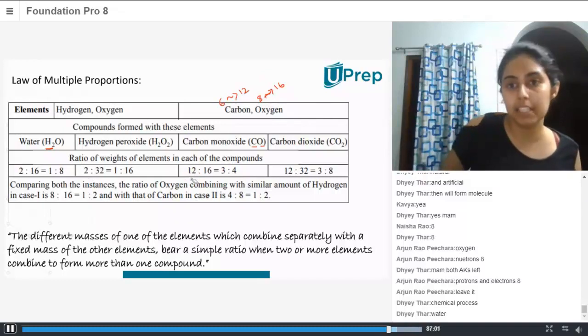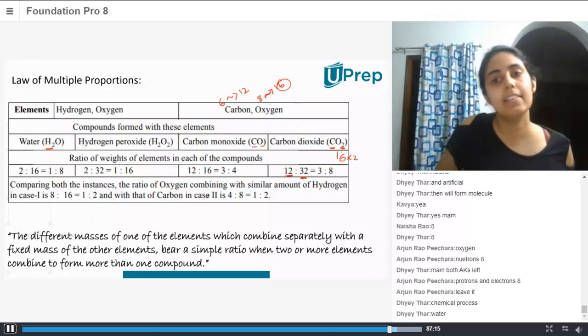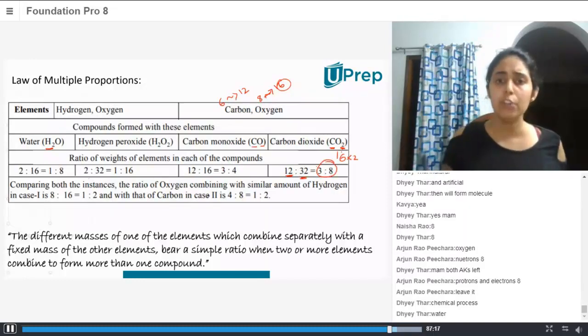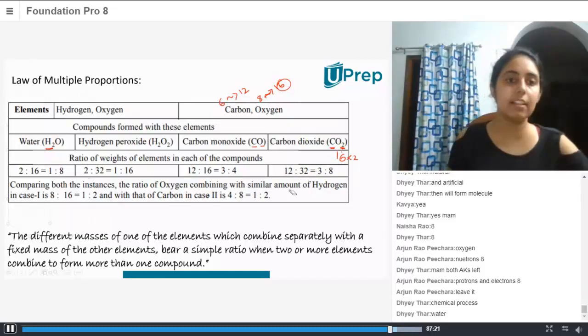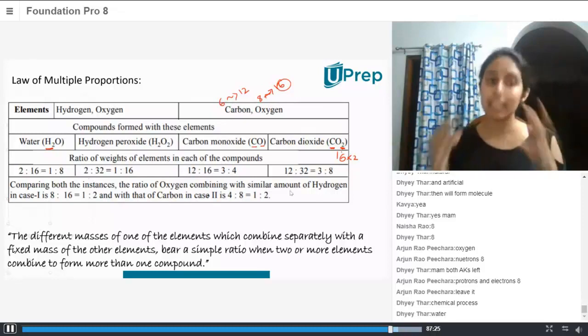And then similarly, I take 12, because one atom of carbon, and then 2 atoms of oxygen. So that's 16, right? Oxygen is 16, so 16 times 2, 32. And when I simplify this, I get 3:8. So now if you look at these numbers, there is something that comes out of this. Let me explain what that is.